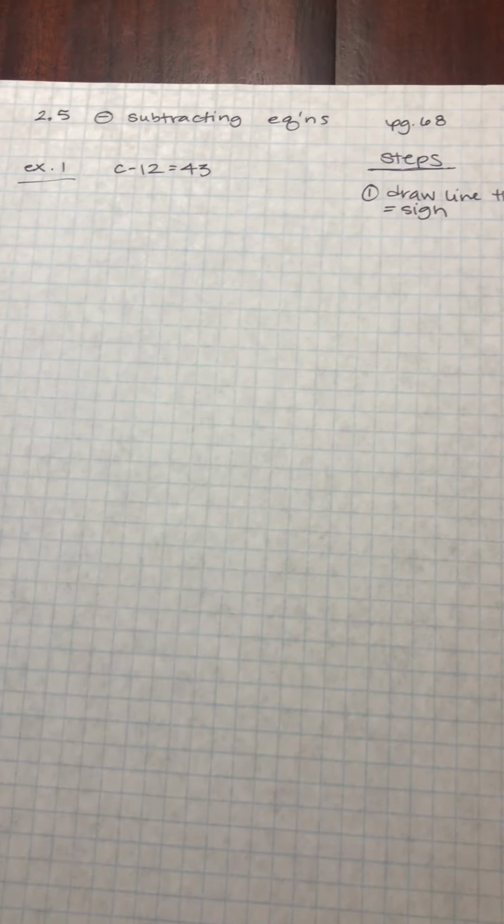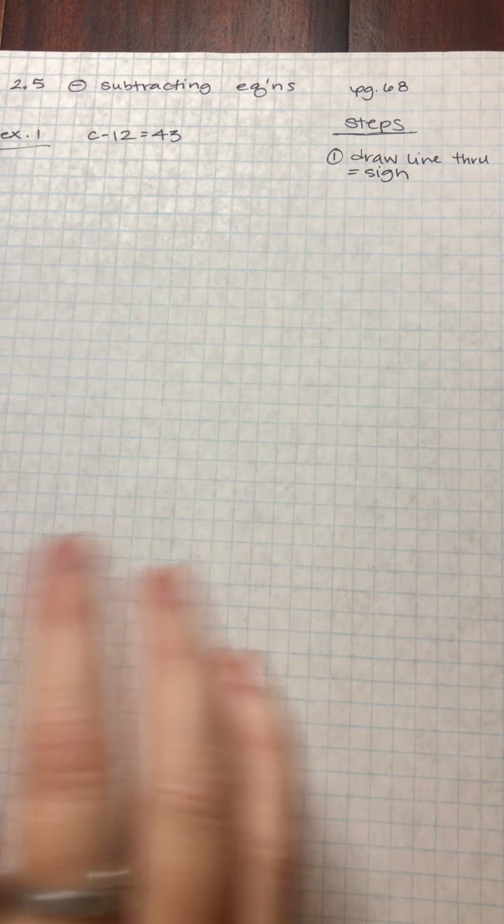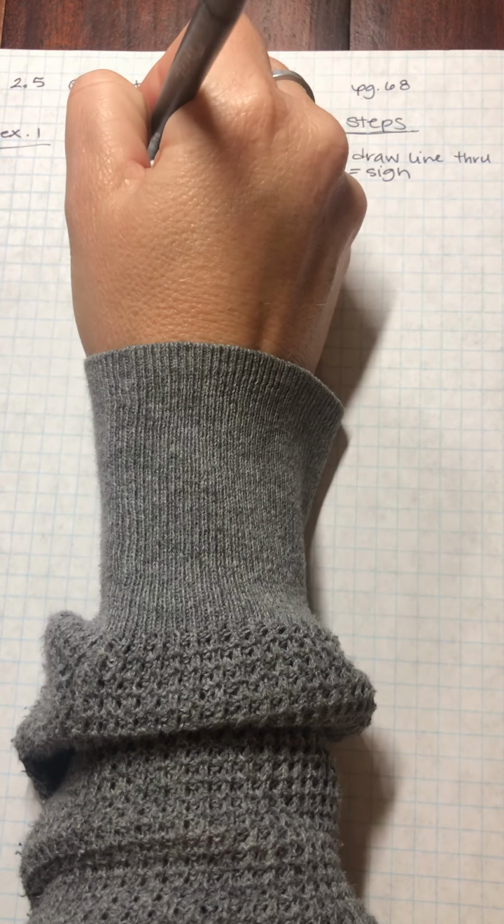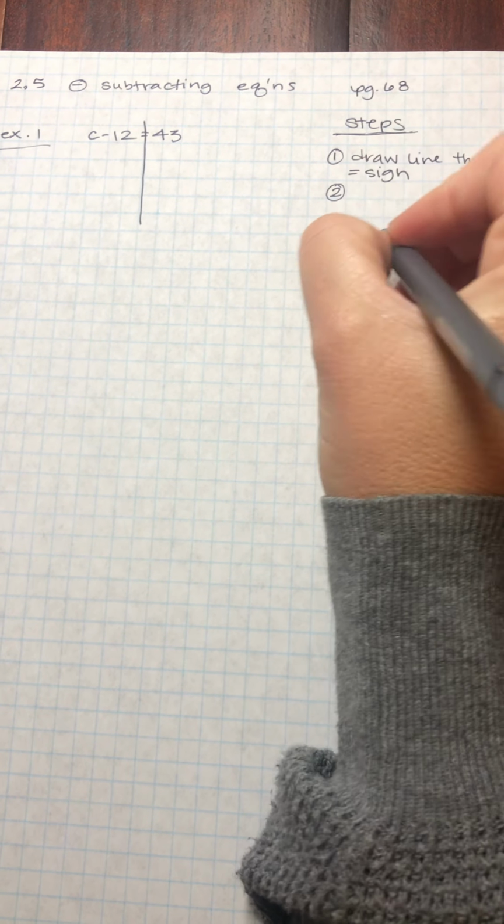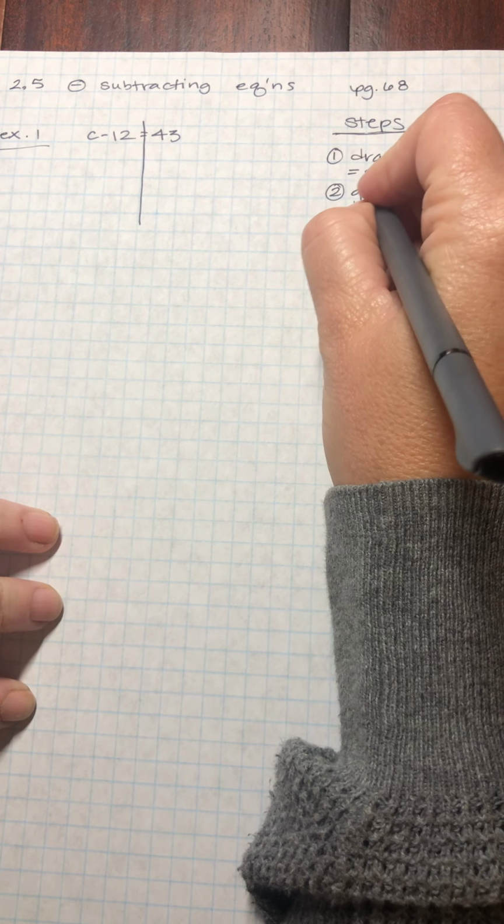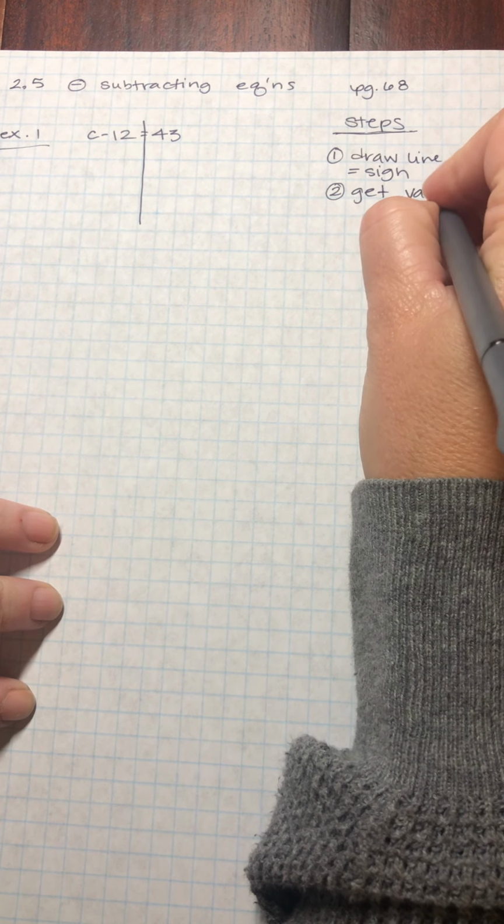Okay, so I want to make sure you can see. I don't want to cut you off. I'm going to try to pull out just a little bit. So I draw my line, step 1. Okay, step 2. Check that goal, right? We want to get the variable alone.